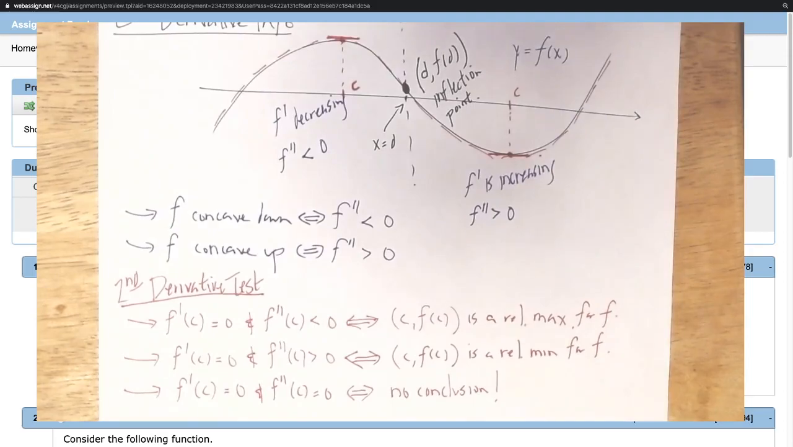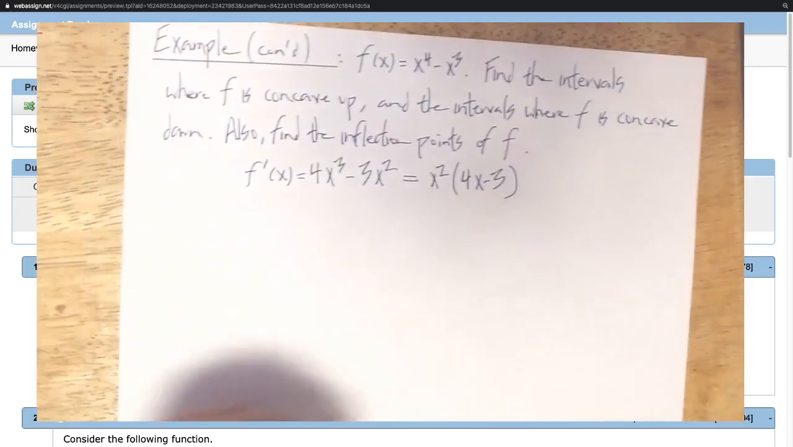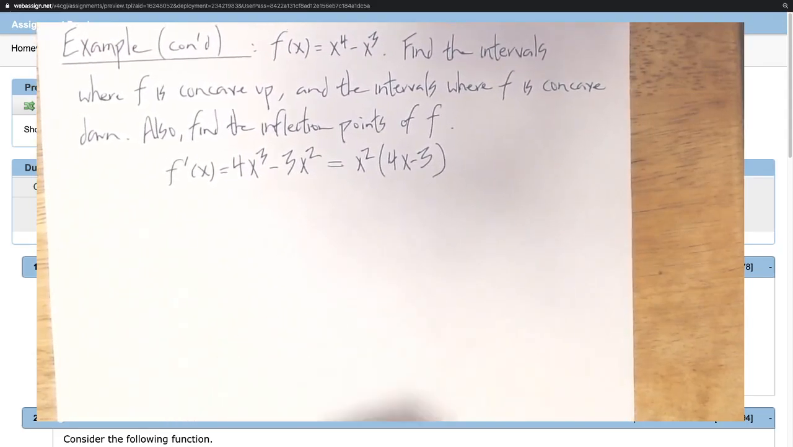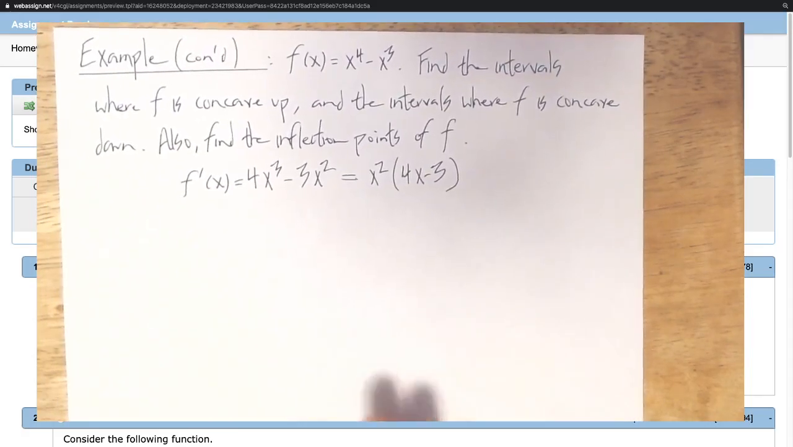So let's take an example now, and I've got a fairly simple one set up where we've got a function f, it's x to the fourth minus x cubed. I hope you can read that, and we want to find the intervals where f is concave up and concave down, and also the inflection points of f. And we'll also go ahead and look at the second derivative test and see if we can classify the critical points. So the way to get started on a problem like this is, of course, to compute derivatives.